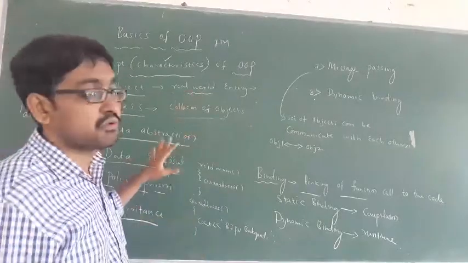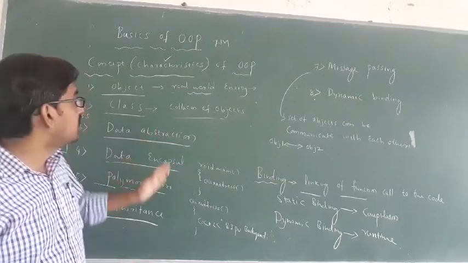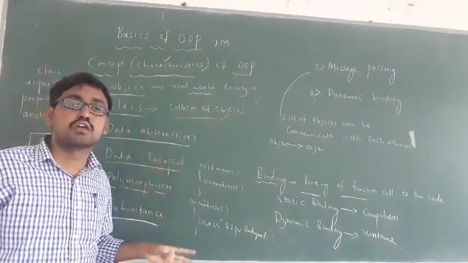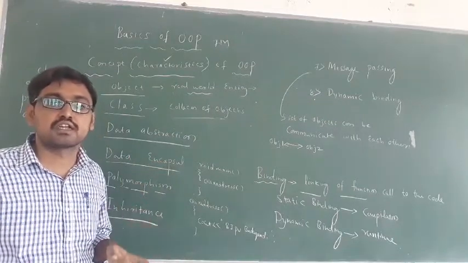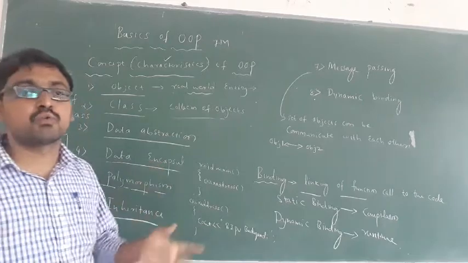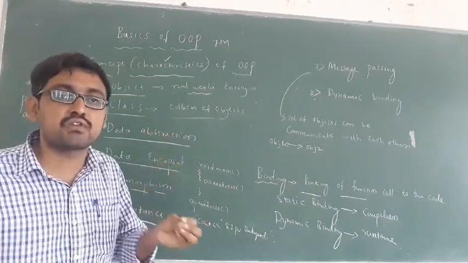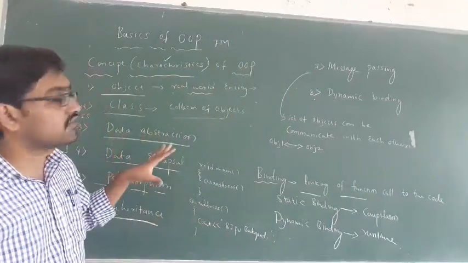Now you have to discuss the concepts or characteristics; there are 7. These must and should be done. This is a question asked every year for 5 marks: explain the characteristics of OOP. Any 5 characteristics you have to explain. Just the definition you can explain, no problem. This is about the characteristics of OOP.